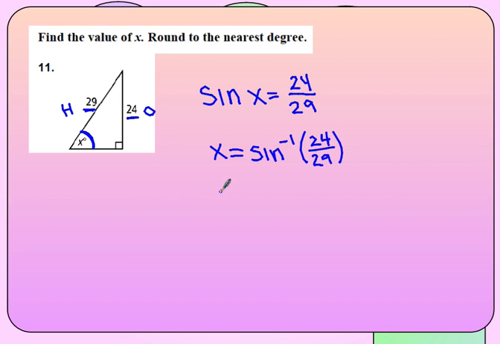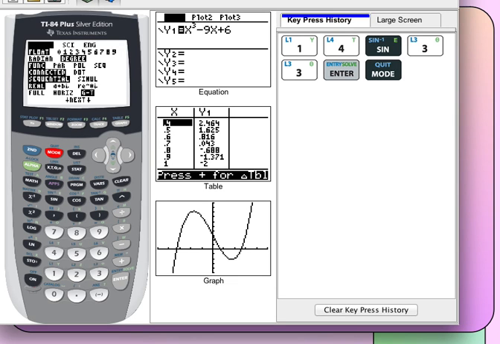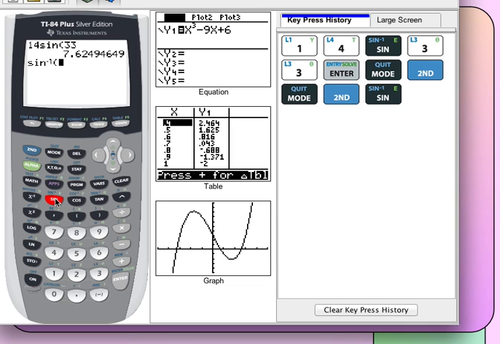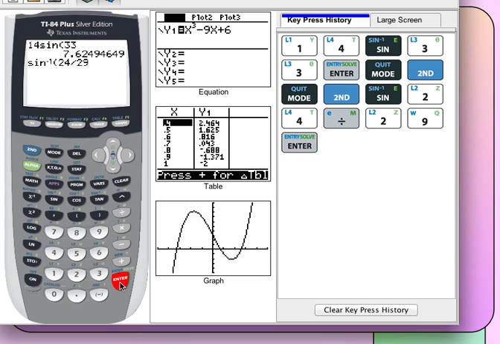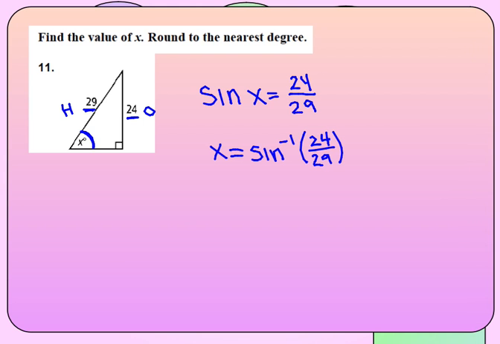So with your calculator, same concept. You want to go and hit second sine. Okay, that'll be your sine inverse. And then we're going to do 24 over 29, and then hit enter. And again, we want to make sure we're in degree mode. This will tell me that I'm about 56 degrees. So I can say that x is 56 degrees.